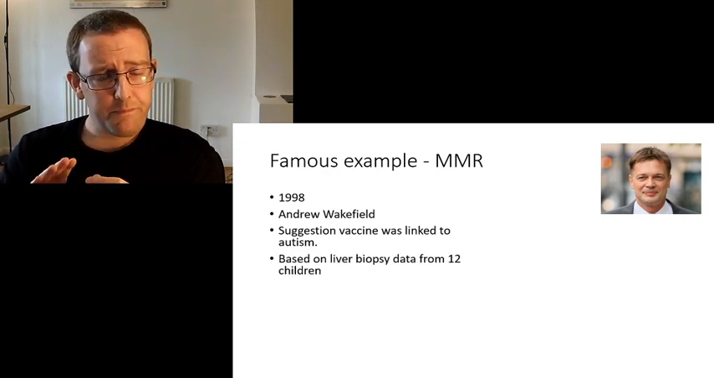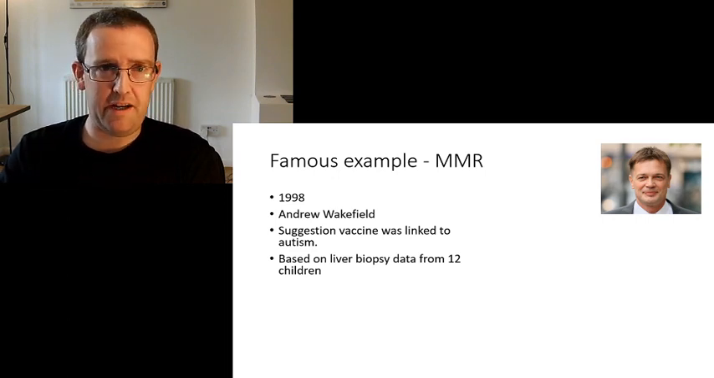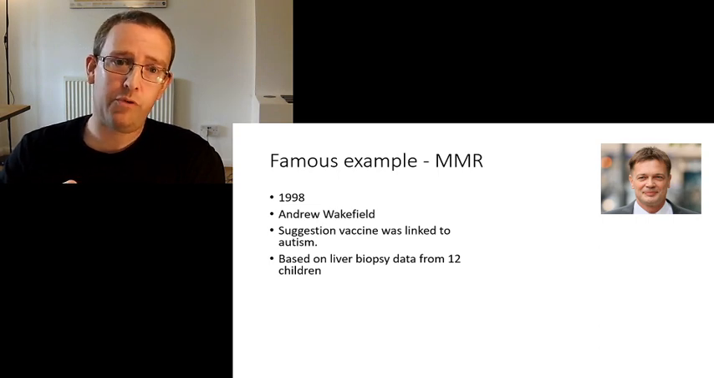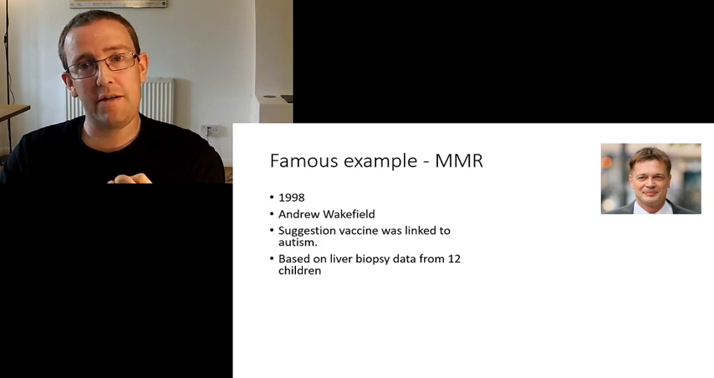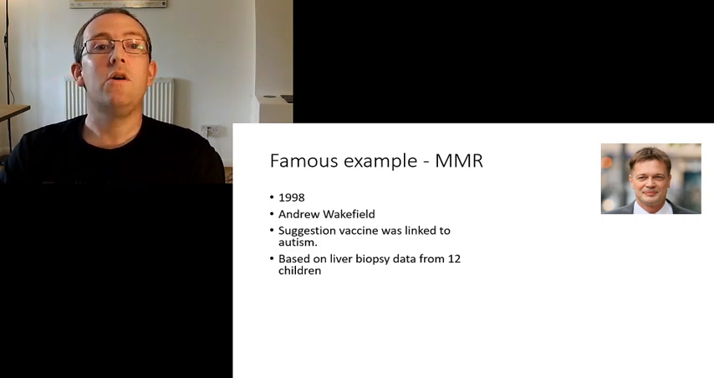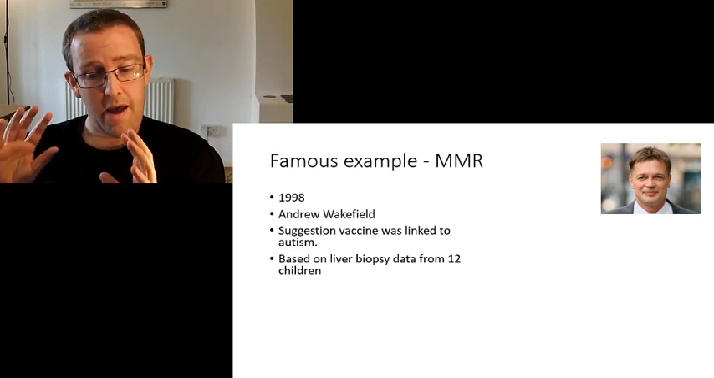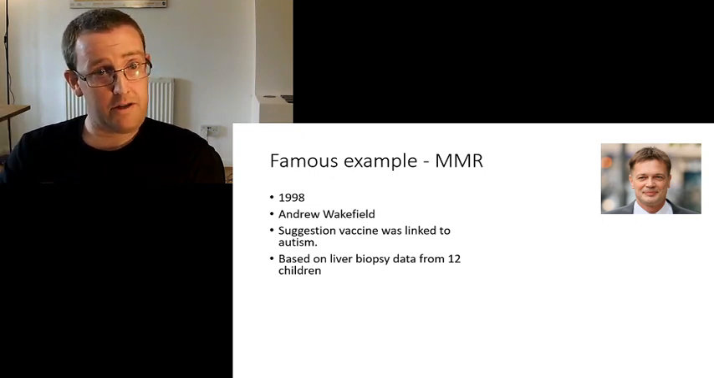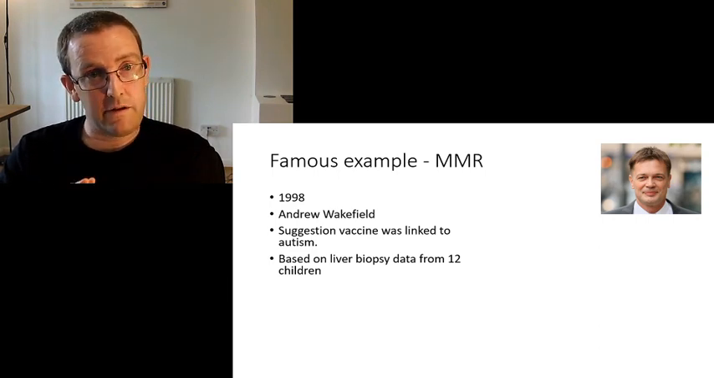So the way he came to this conclusion was he basically got liver biopsy data, and he got that in a very dodgy way. He managed to get liver samples from 12 children with autism, and within their livers, he found traces of the MMR vaccine. And he said, all the autistic children I've tested here, all dozen of them, have MMR traces in their livers. Therefore, MMR causes autism. Now, you can probably see the logical fallacy he's fallen foul of there.